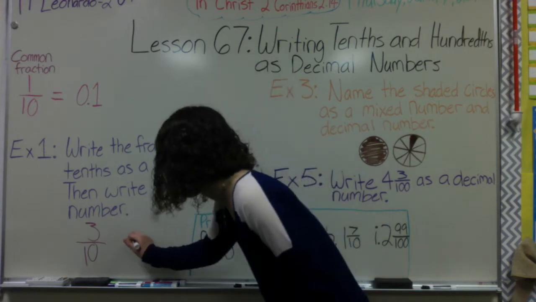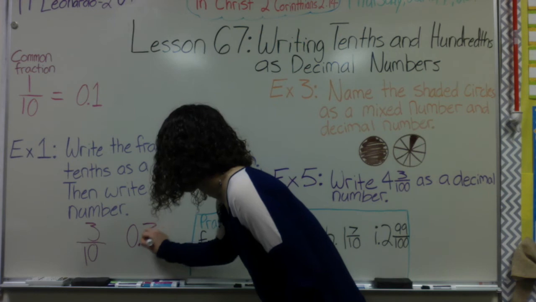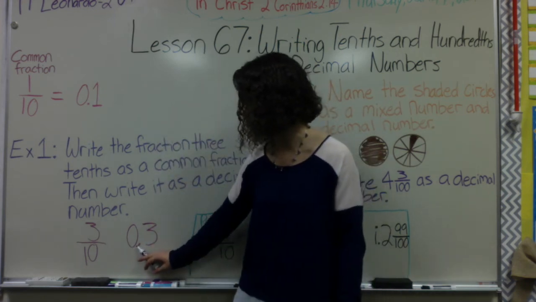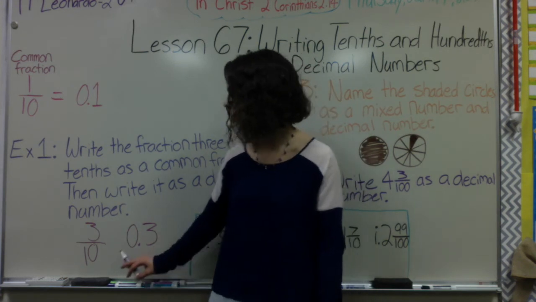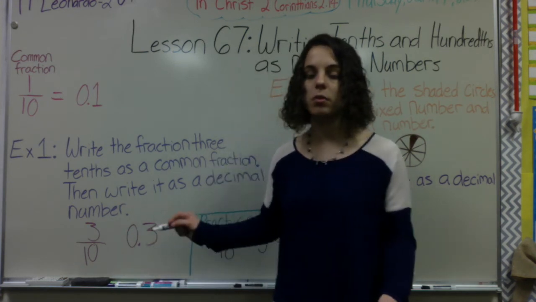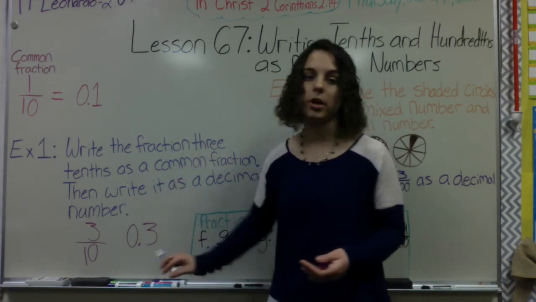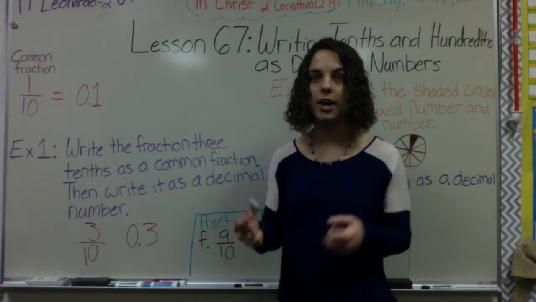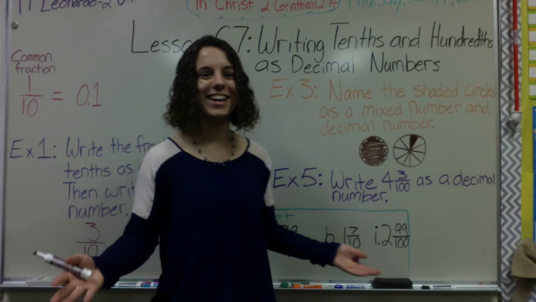So 3/10 is also written as 0.3. Now, it does not matter whether you have the 0 or not, as long as you have your decimal point and the 3 right after. I just put a 0 as a placeholder so it doesn't just look like period 3, and I know it's an actual decimal number. That's the only reason I'm putting the 0, but you do not need the 0. It is not necessarily needed.